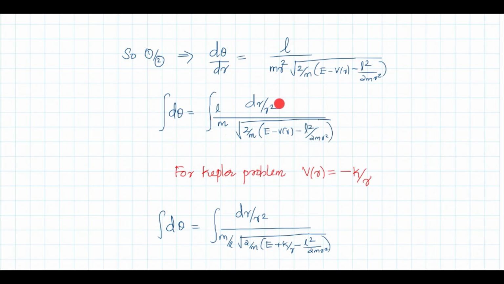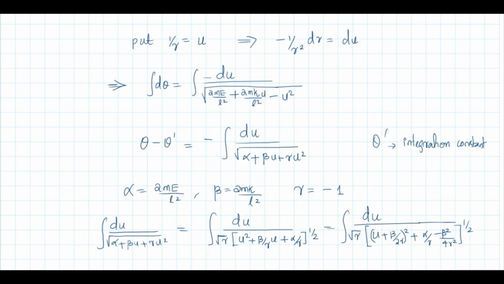Now, these are all true for any central force problem. The Kepler problem is a special case of the central force problem. Here the potential V of r will have the form minus k by r. So a central force problem reduces to a Kepler problem when you replace the potential V of r with minus k by r. Then this expression becomes integral d theta equal to integral dr by r square, m by L, where L goes to the numerator, divided by the square root of 2 by m into E plus k by r minus L square by 2 m r square.